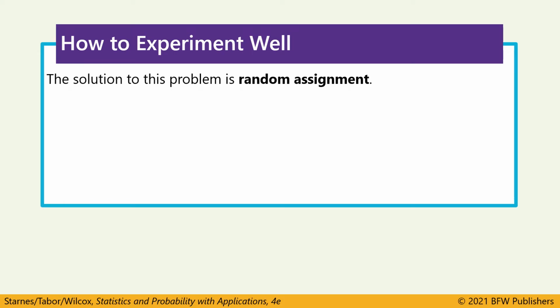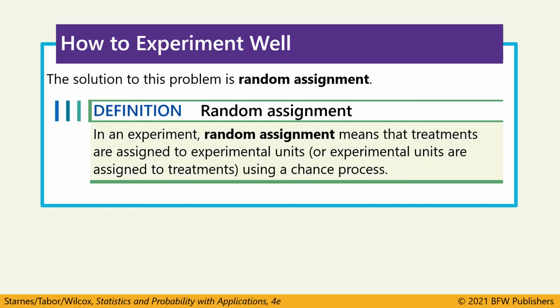So when it comes to deciding who gets which treatment in any well-designed experiment, we want to assign experimental units to those treatments using a chance process. We call that random assignment.